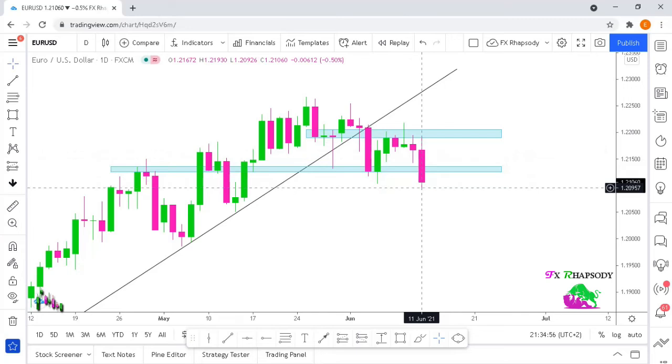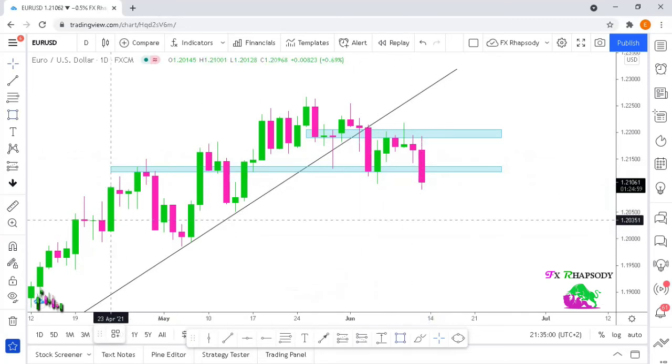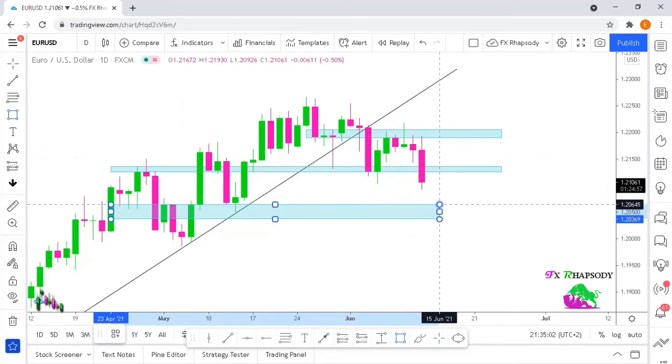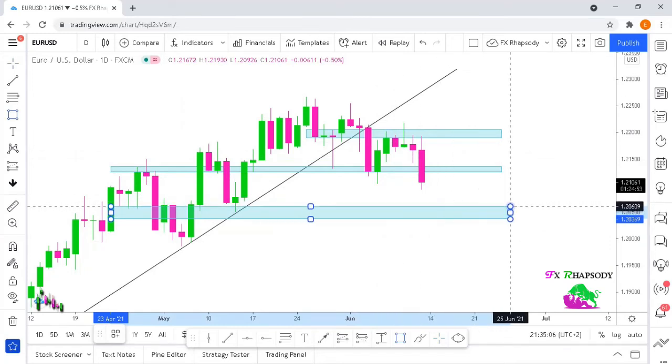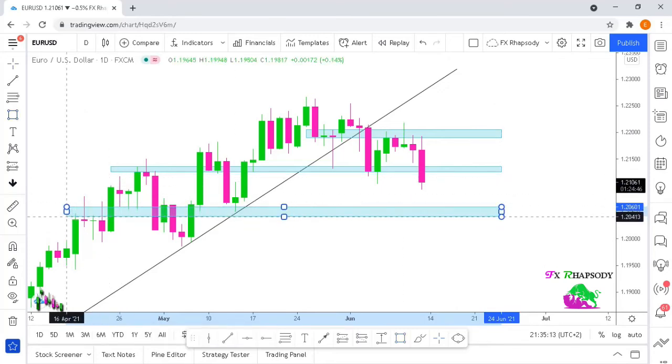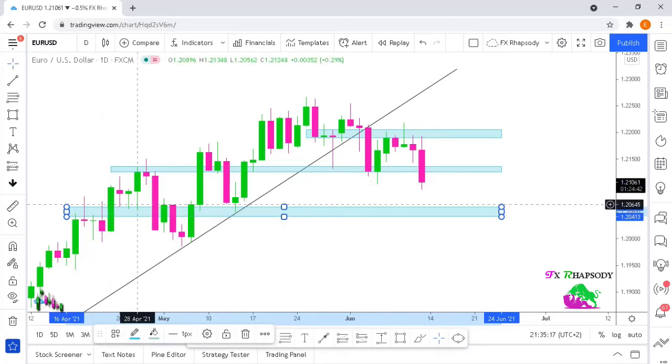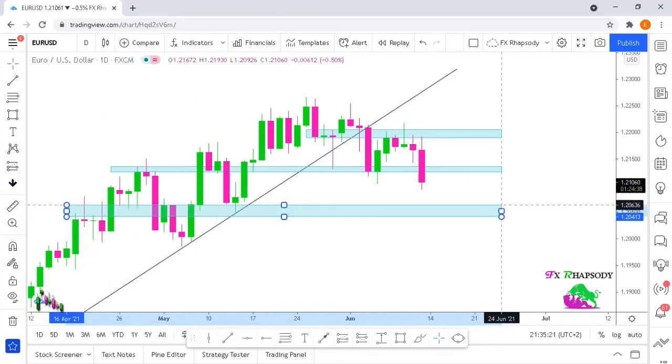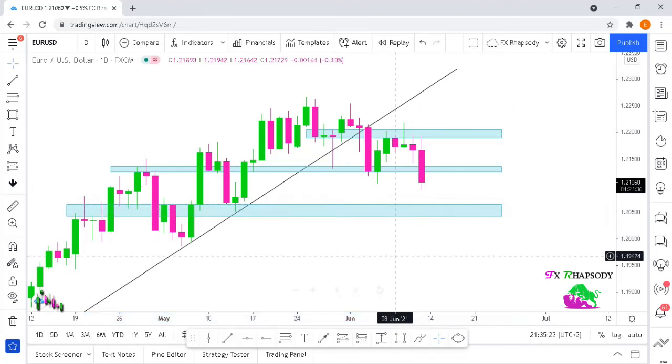Okay, so another key area we can look at right here. Don't have to draw it that big, as long as it touches. There we go. So you can see again, lots of wicks touching, candles and wicks. Key area, guys, key area. And then at the bottom here.